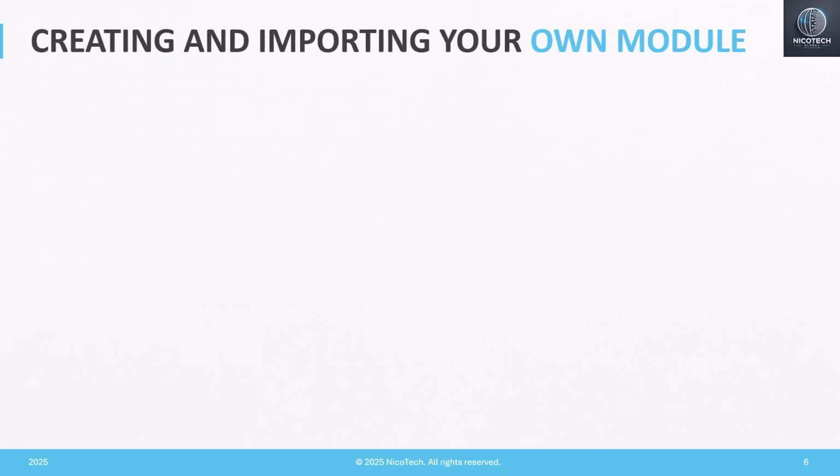Creating and importing your own module. You can create your own module by saving a Python file with custom functions. Here's how. Create a file called utils.py with the following code. Import the module in another script.